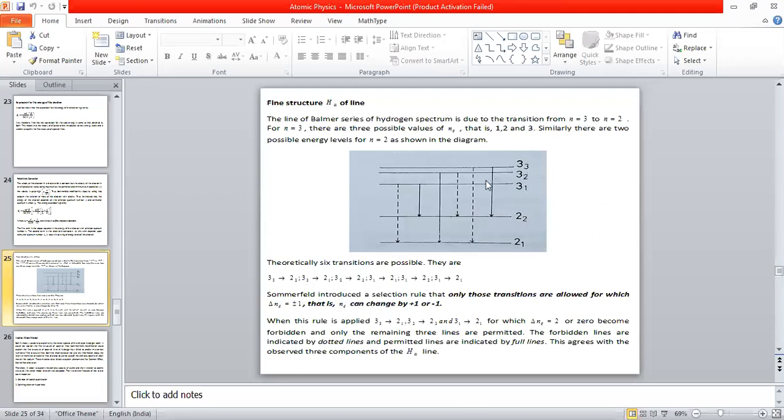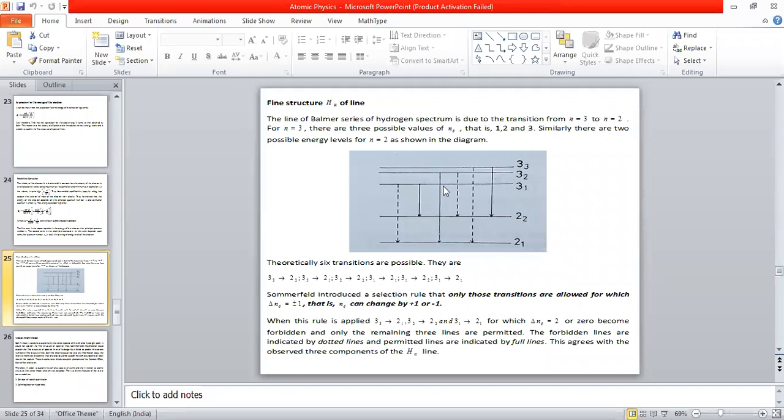So therefore out of the 6 transitions, those transitions which are written with the solid lines are allowed because they satisfy this selection rule condition delta n is equal to plus or minus 1. And the remaining 3 transitions which are written with the dotted lines are not allowed. They are forbidden transitions because the delta n5 plus or minus 1 condition is not satisfied. According to the selection rule, only 3 transitions are possible, which are written with the solid lines.